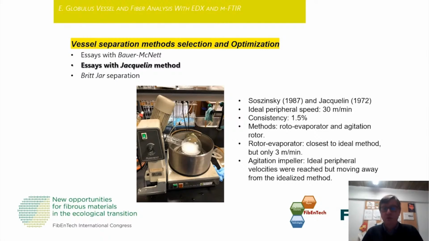Those were the two strategies. The rotary evaporator was closest to the ideal method in terms of the hydrodynamics, but just produced a rotation speed of 3 meters per minute. The agitation impeller was closer to the ideal peripheral speed, but the hydrodynamics was further from the ideal.